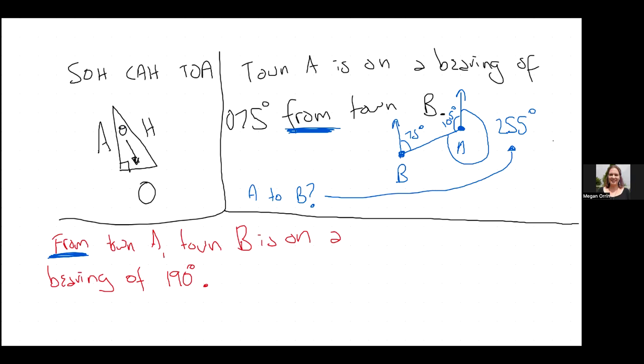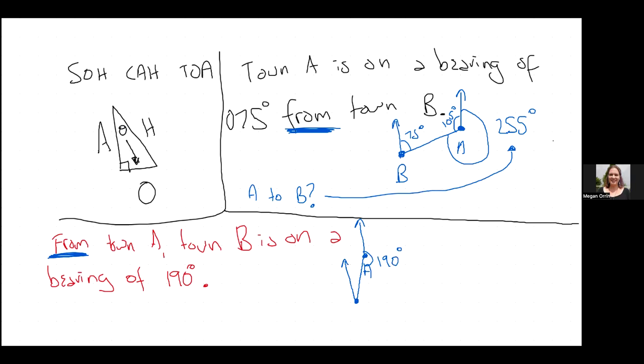All right, let's have a look at this one here. I said from town A. So this time, I'm going to start with town A. Again, I'm going to draw my north line. 190 degrees is more than a straight line, right? Going straight down would be 180 degrees. So actually, I'm going down here. This is 190 degrees. That is such a bad drawing, but you get my point. I'm going to draw that again because it does not look helpful. Okay, if that's A, it's probably more like that. That's better.